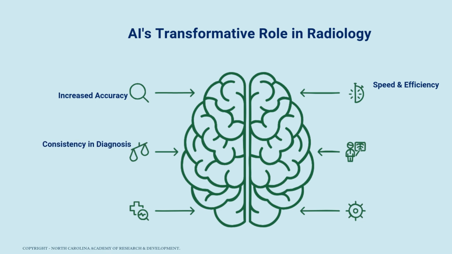AI also brings consistency. While different doctors might interpret scans in slightly different ways, AI gives steady and uniform results every time. It acts as a second pair of eyes, helping radiologists double-check their work and reduce the chances of missing something important.